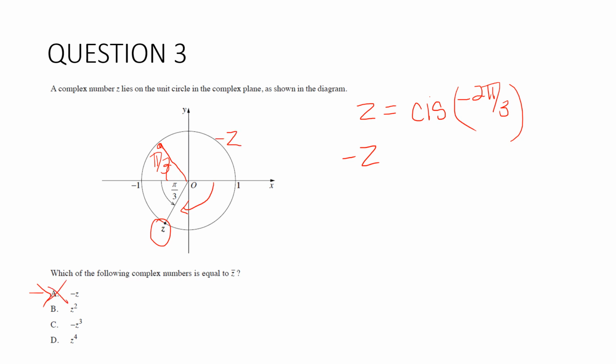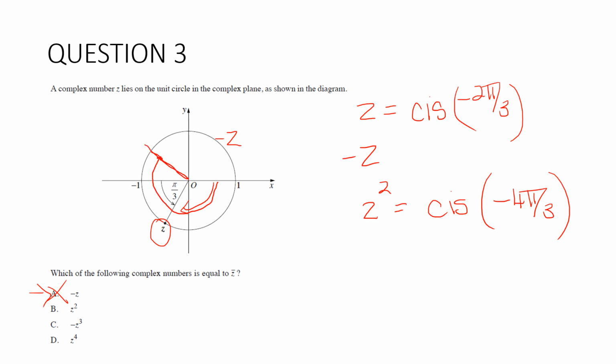Now B, we've got z squared, and z squared of course is equal to cis of negative 4 pi over 3. And let's have a think about where that is. I'm just going to rub out some of this mess. So negative 4 pi on 3, we're going in a negative direction around to there and up into here. And in fact, that's going to be the answer, isn't it? Because that's 4 pi on 3 there. So yeah, the answer is B.